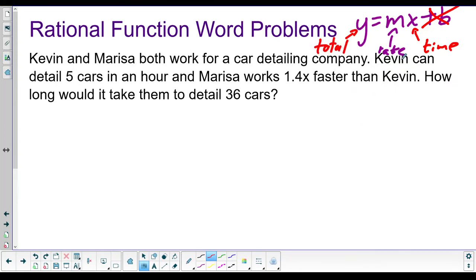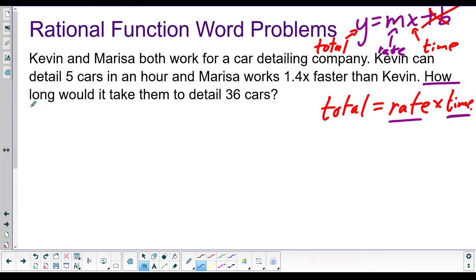So there's a maybe more concrete way we can discuss this equation. Total equals rate times time. So what we're going to try and do is make some rates and then probably solve for the time. How long would it take? That's time. So we're looking for the time, and they're going to give us a total amount of things to do. So they're going to give us a total. We have to figure out the rate, and then we can use this equation to solve for our time.